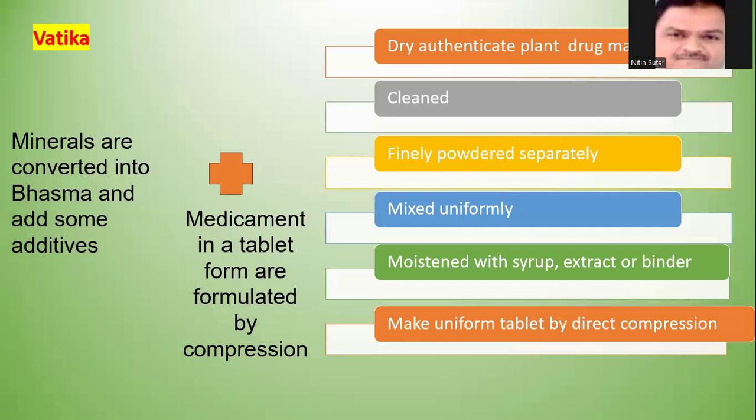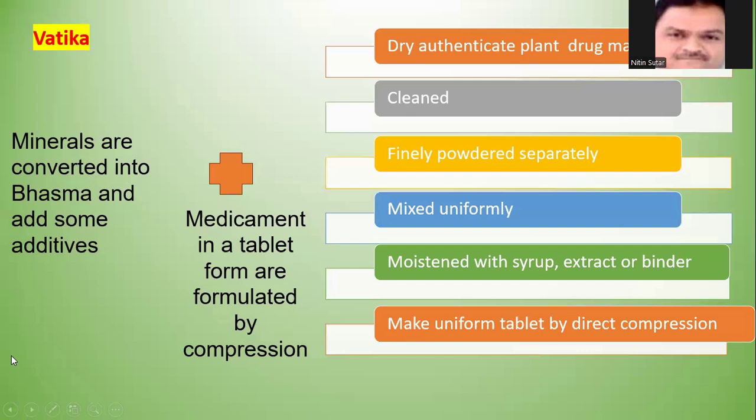After that, you add some moistening agent, or we can say binding agent, such as syrup, extract, jaggery, or some of the binders that are utilized. Okay, and then make a uniform tablet by the direct compression method. This is the simple way by which you get the Vatika.